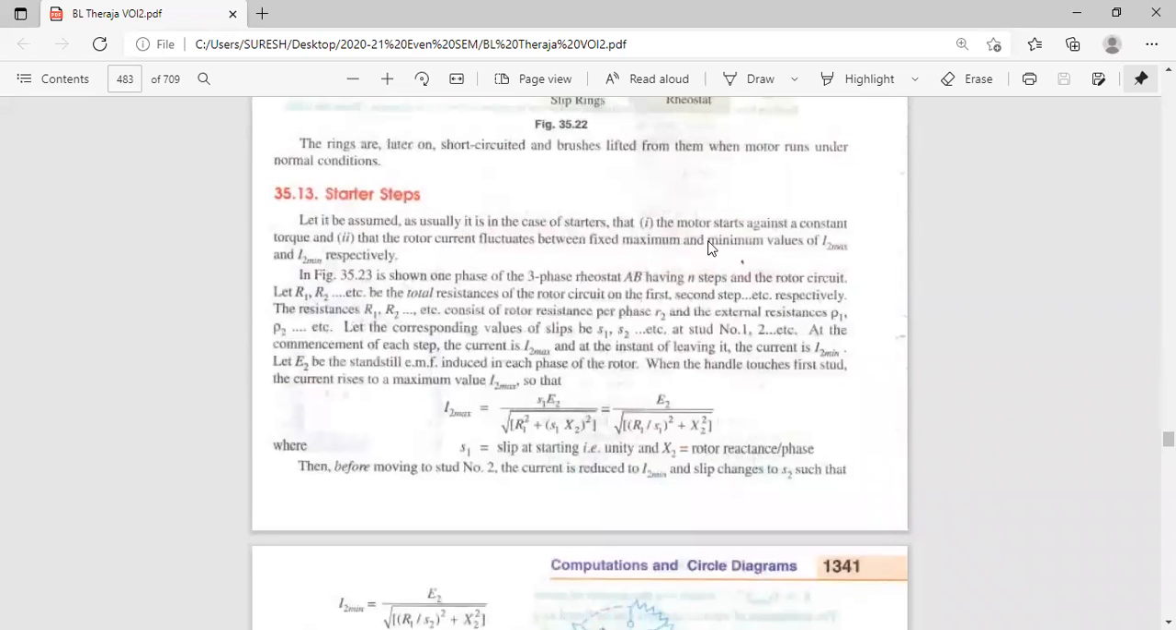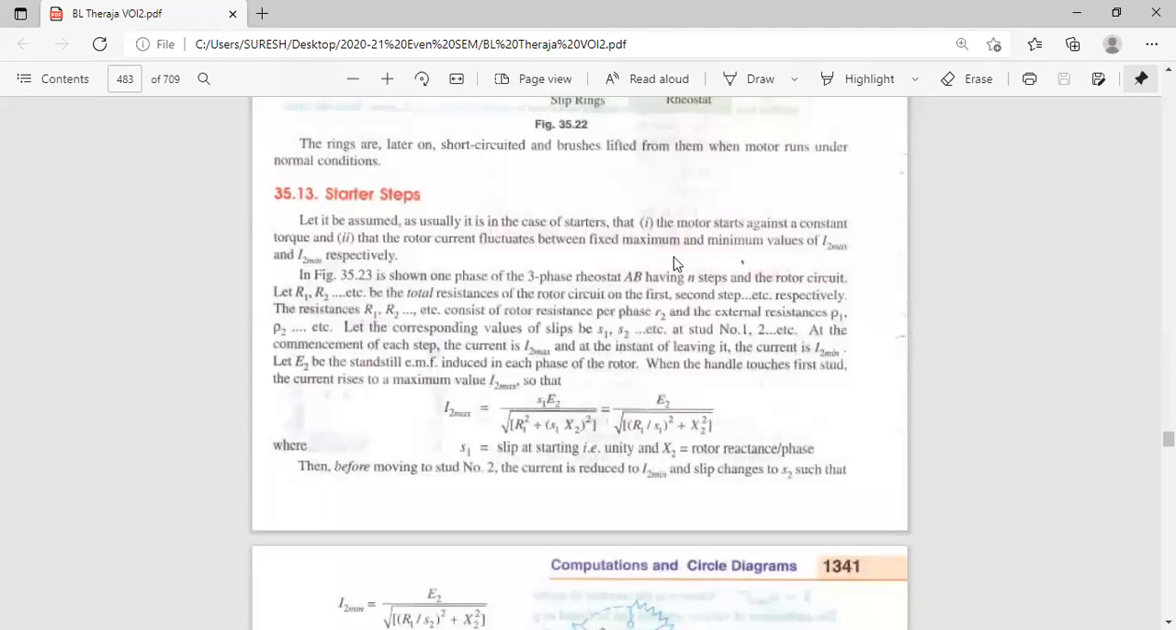See here. Let it be assumed, as usual in the case of starters. The purpose of a starter is to reduce the current. Please remember, the purpose of a starter is to reduce the current by adding the rheostat, by adding resistance. The motor starts against a constant torque and the rotor current fluctuates between maximum and minimum values of I2 max and I2 minimum respectively.